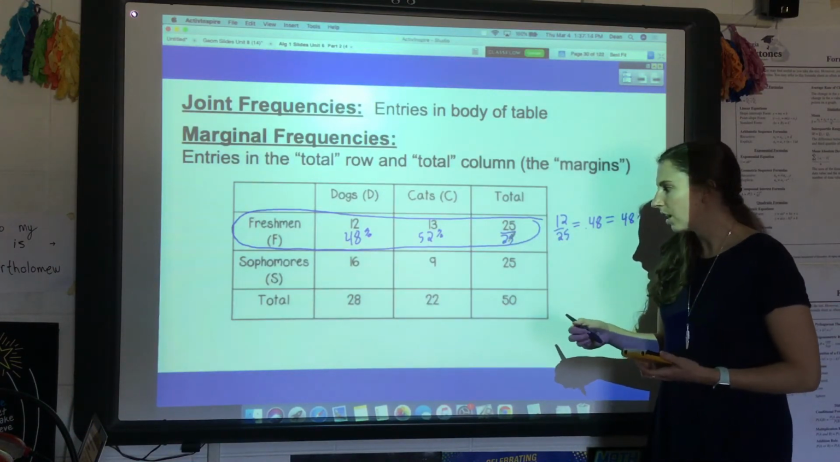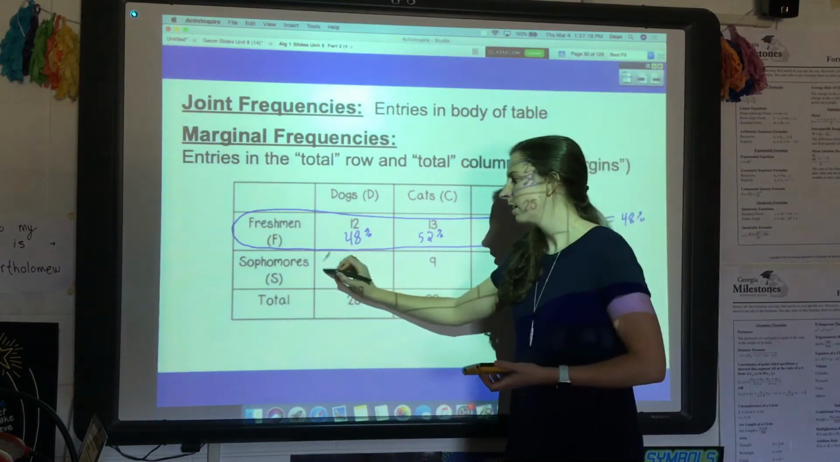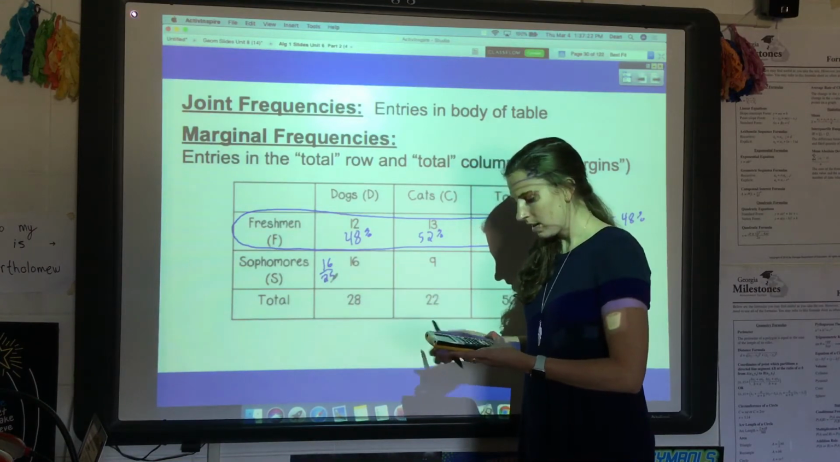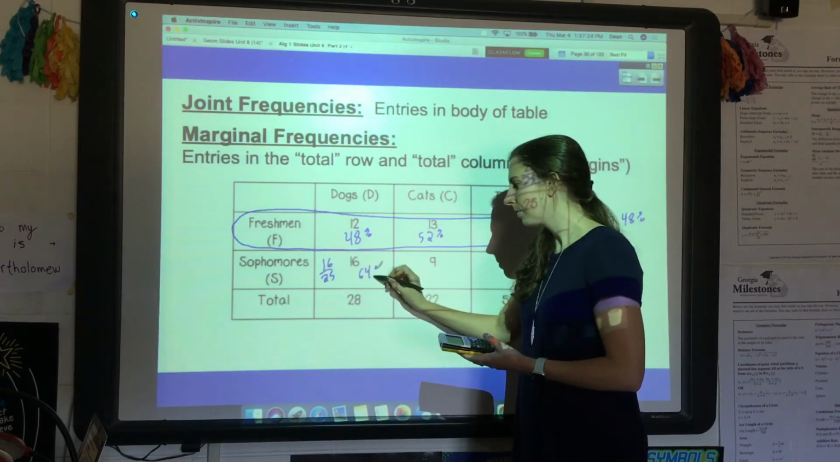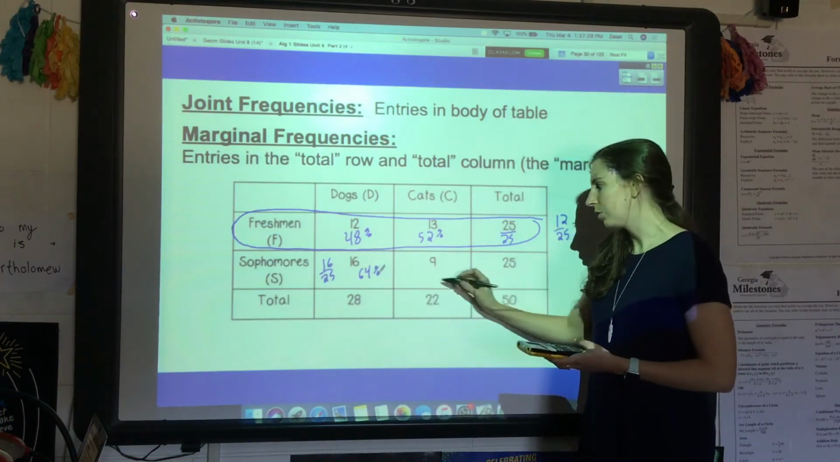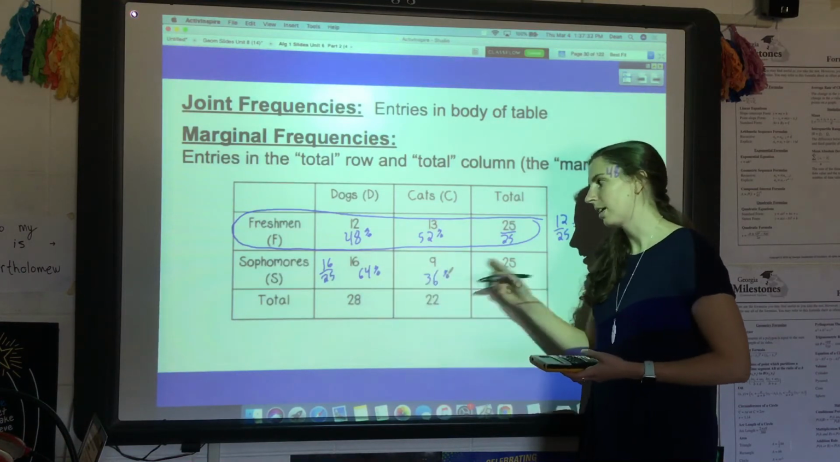And then if we look at the sophomores, 16 out of 25 prefer dogs. 16 out of 25 is 64%, or 0.64. And then 9 out of 25 would be 36%. And together those would add up to 100%.